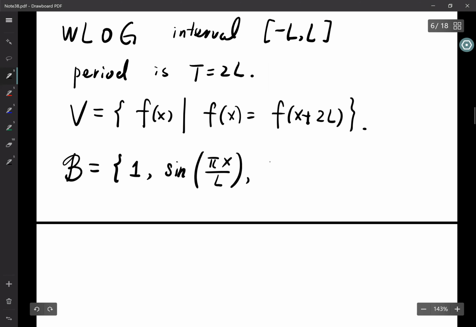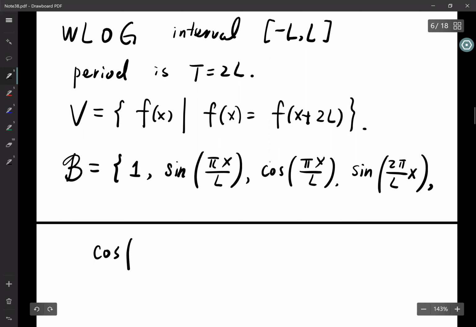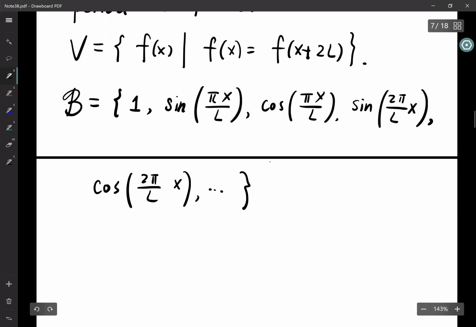We have the sine function. I put a cosine function. I put a sine 2 pi x divided by L. I take cosine 2 pi x divided by L, so on and so forth. Okay, so all the way to infinity.